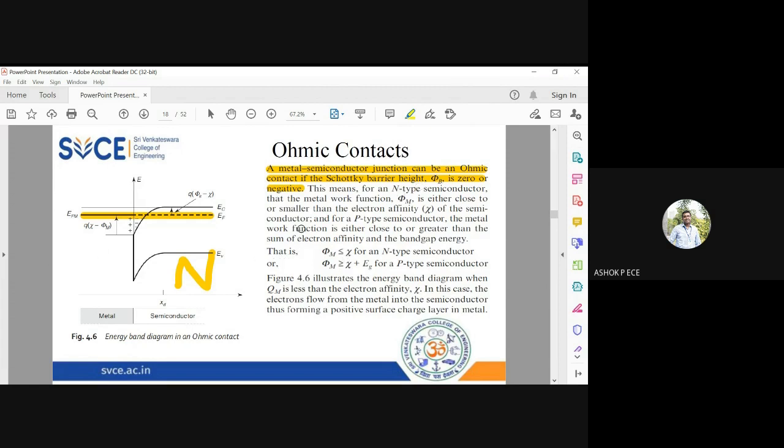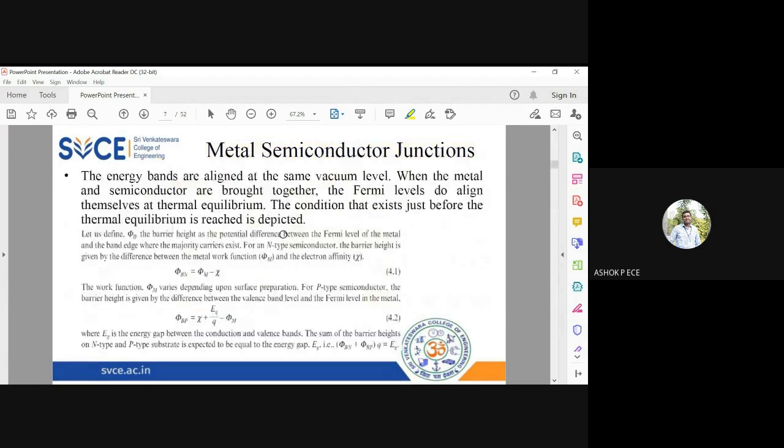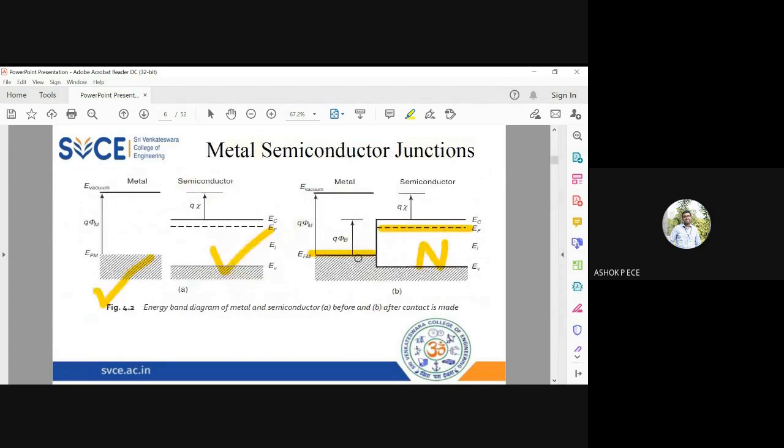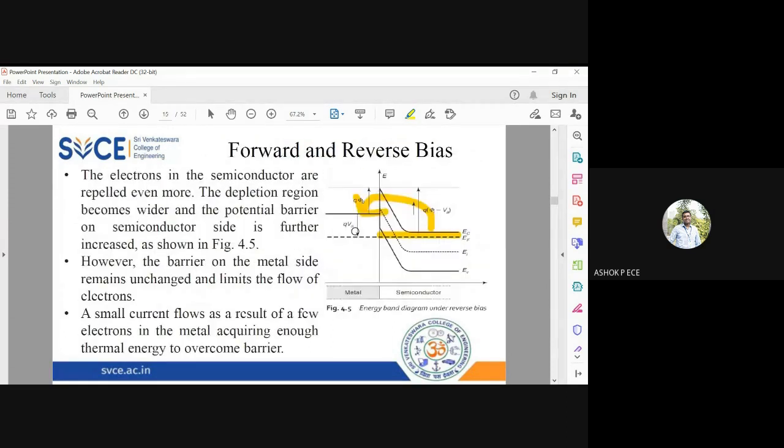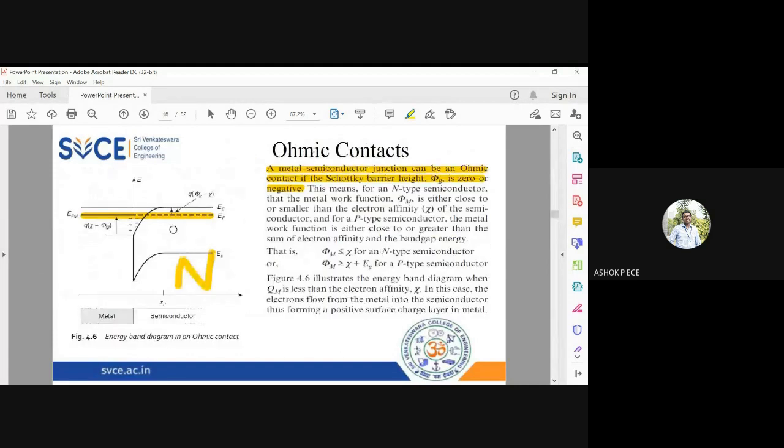If you want to know what phi b is, you can go to the previous diagrams. Here you see there is a phi b, right? The difference between the conduction band and the Fermi level is called phi b. That phi b you see is not here. It is 0 here. That phi b is going to be 0 or negative. It's going to be very, very minimal.